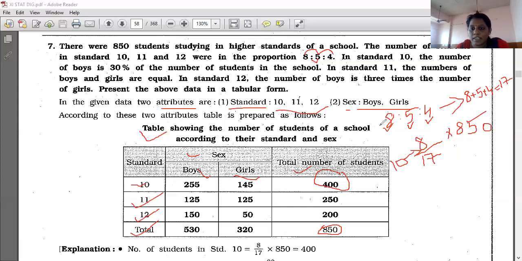So for 10 standard the ratio is 8, 11th is 5 and 12th is 4. For 10 standard, 8 upon 17 into 850, and for 11th standard it is 5 upon 17, the total 17 was there, into 850. So you will be getting 250. Then 12th standard is 4 upon 17 into 850.